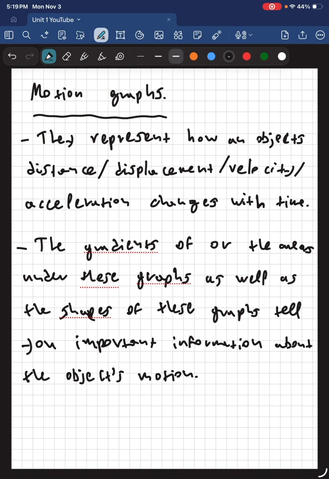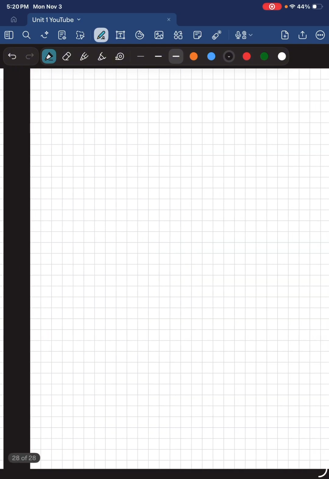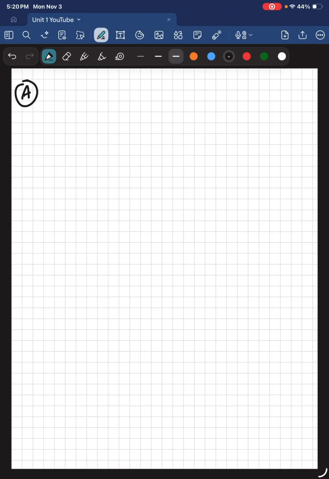And let's jump in with the first such graph, which is distance-time graphs, okay? So let's name it A, and let's put a header there. So distance-time graphs, okay?